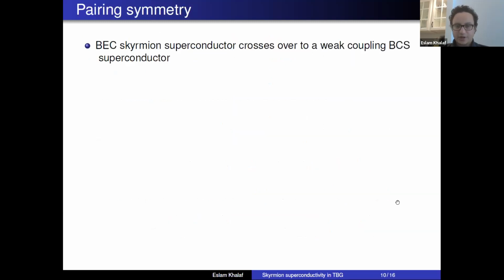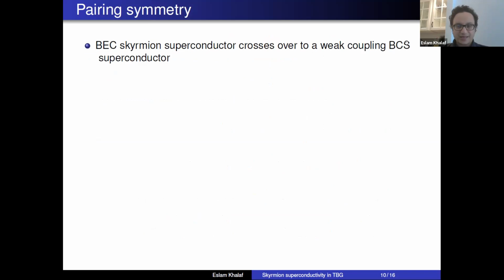The second question we'd like to ask is, what would be the pairing symmetry of such a superconductor? We can ask this question because although the mechanism by which we reach this superconductor is more or less exotic, the type of superconductor itself is conventional, because we can have a crossover from this BEC limit to a weak coupling BCS limit.